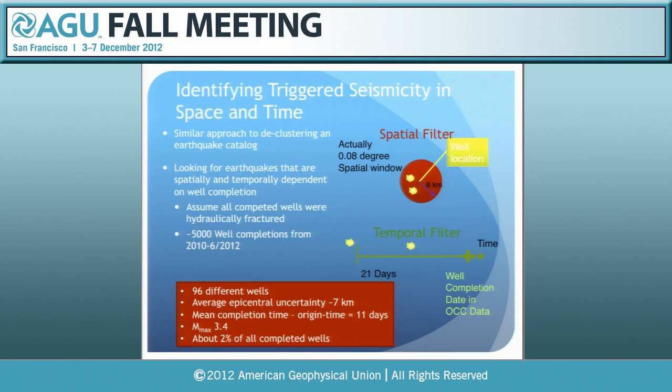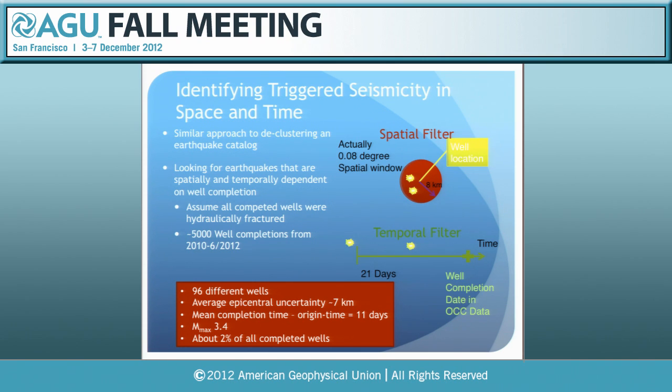Next slide. So what I did was I took a spatial and temporal filter and evaluated how many earthquakes we could possibly attribute to hydraulic fracturing within the state of Oklahoma, assuming that all completed wells were hydraulically fractured. So I just look 21 days prior to completion time and see if the earthquakes fall within this window. And I found 96 different wells that met that criteria, about 300 earthquakes.